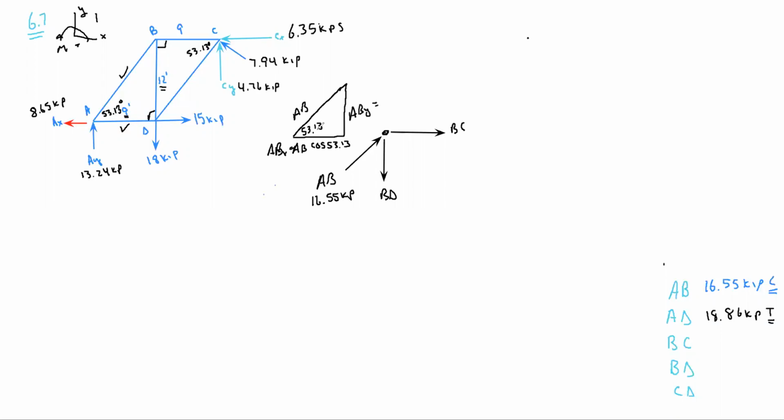ABY is AB sine 53.13. Substituting our known value for AB, which is 16.55: 16.55 times the cosine of 53.13 is 9.93 kips. And for ABY, again, 16.55 times the sine of 53.13 is 13.24 kips.